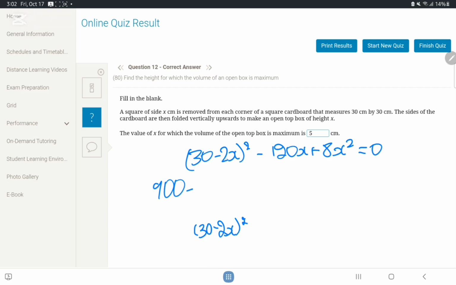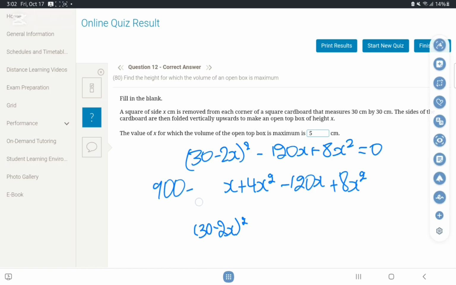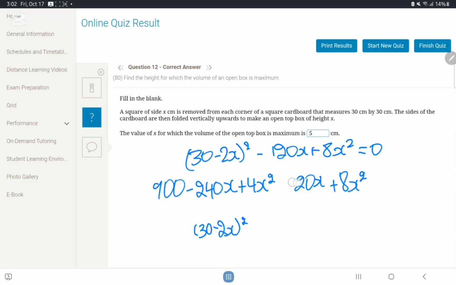minus 30 times 2, remember a squared plus 2ab plus b squared, or now it will be minus, so 30 times 20, 60 times 2, negative 120x plus 4x squared minus 120x plus 8x squared. So minus 120x minus 120x will be minus 240x, okay, plus 4x squared plus 8x squared, you will get plus 12x squared. Okay, that's it. We didn't forget anything. So this is equal to 0.